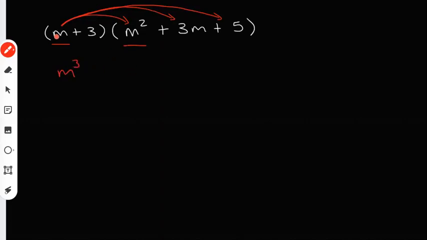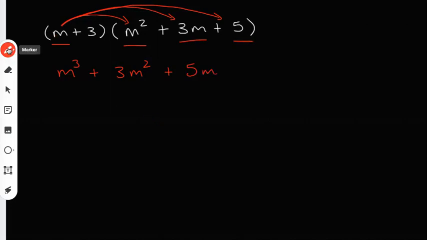Next, I'm going to multiply m by 3m. When I do that, I get 3m squared because I have two m's. And then the last one that I do is m times 5, and that's just going to give me 5m. So those are the first three terms that I get. And now I'm done with the red.